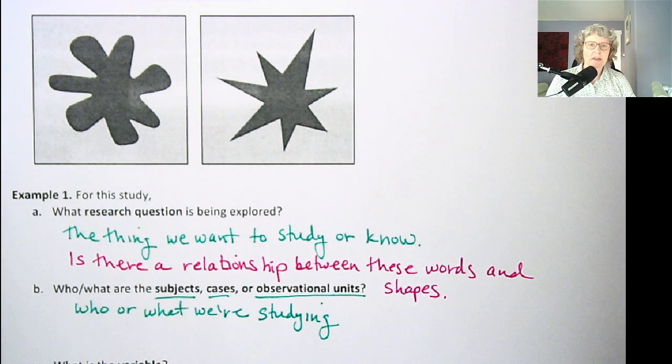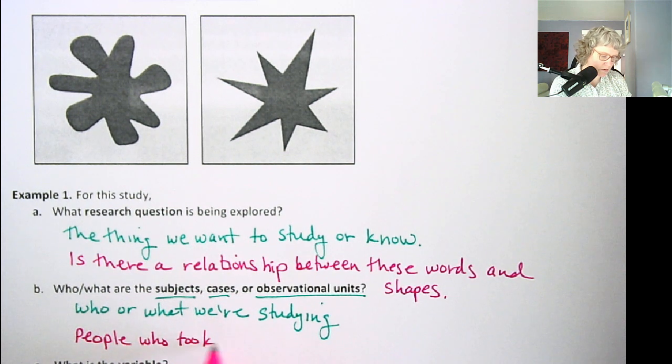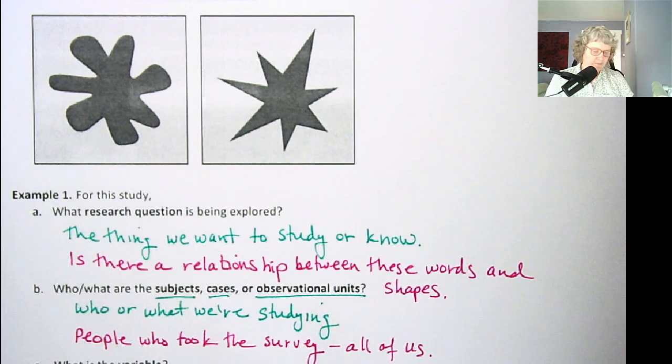In this case, you might think we're studying the words and the pictures, but it's actually who is doing the survey. So you took the survey, I took the survey, so we are the observational units or the subjects. In this case, it's people who took the survey. So it's all of us, you and me.